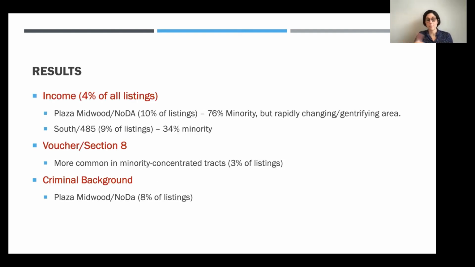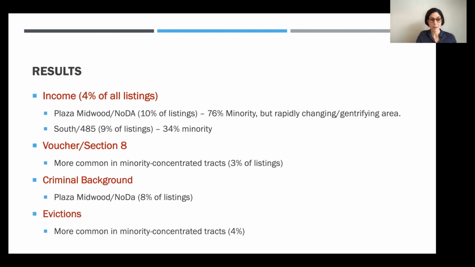And then income restrictions, Section 8 housing and criminal backgrounds were the least mentioned, but they do tend to be largely in minority concentrated areas, so voucher and Section 8 housing, which is the most affordable housing. And eviction restrictions, so no prior evictions, were most common in minority concentrated neighborhoods.